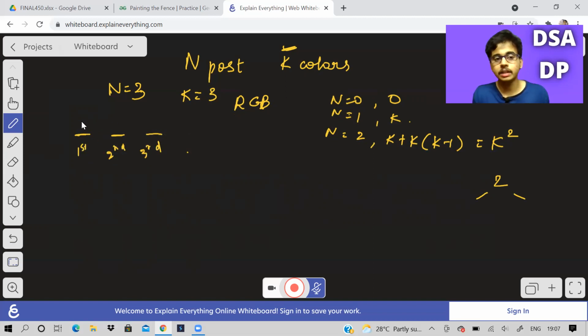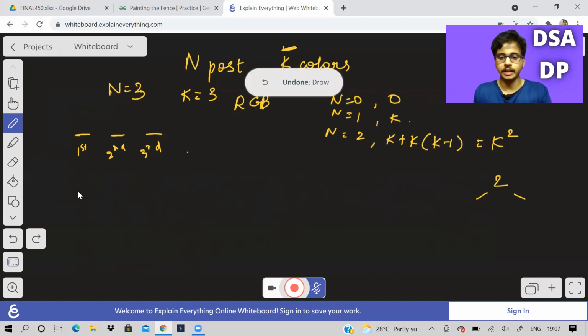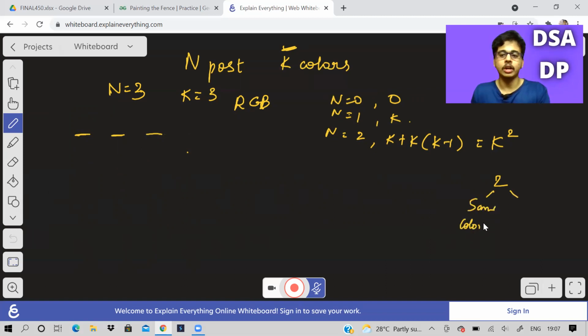Now we are assuming the first two posts are already painted and we are going to paint the third post. So we should compare the third with the second. That means we should see if we are coloring the third with the same color or with a different color. Let us see how many options we have. So always we will have two things only: either same color we take or different color we take. But let us see how many total ways we can paint 3 posts.